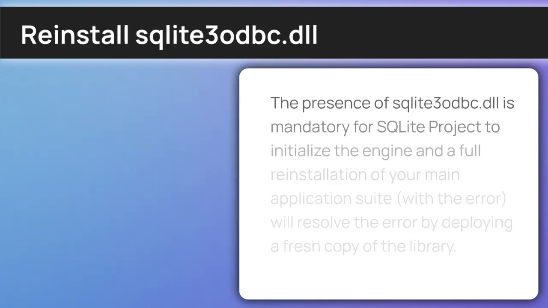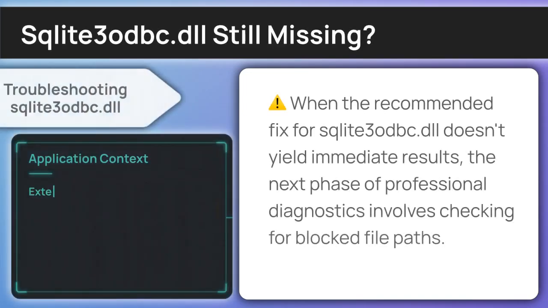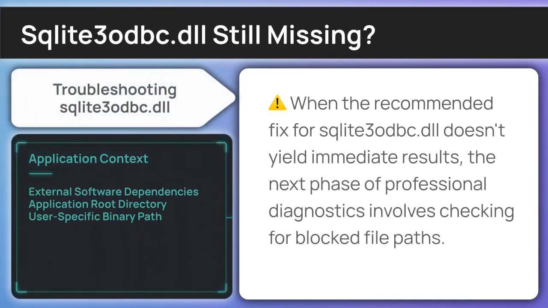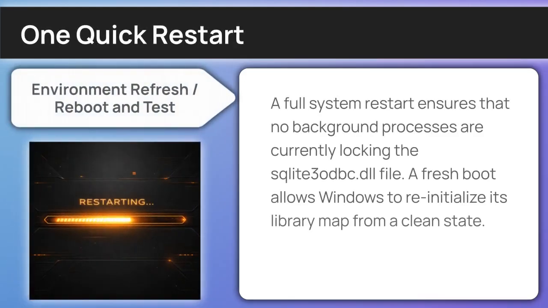The presence of SQLite3 ODBC Driver DLL is mandatory for SQLite Project to initialize the engine, and a full reinstallation of your main application suite with the error will resolve the error by deploying a fresh copy of the library. If you're still seeing the missing file notification, we should attempt to force a synchronization between the software and the OS. A full system restart clears the temporary memory cache and allows Windows to attempt a fresh initialization of all required libraries, including SQLite3 ODBC Driver.